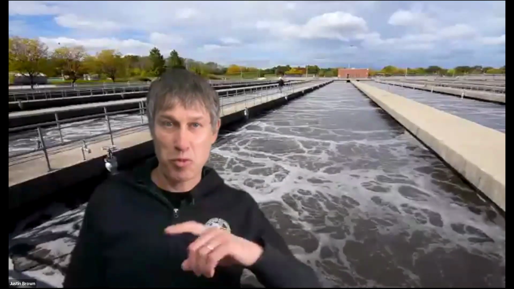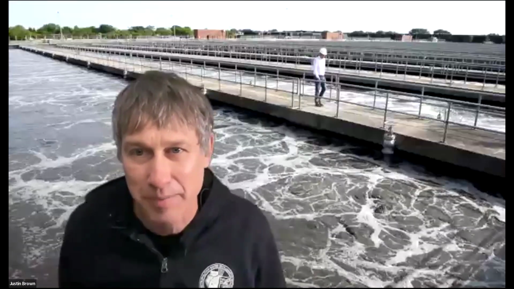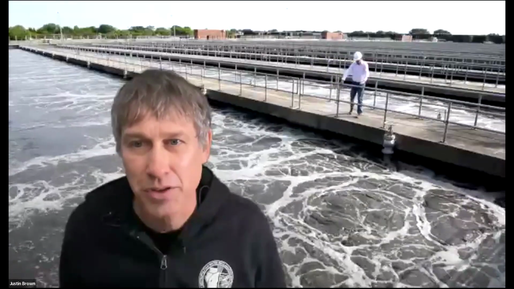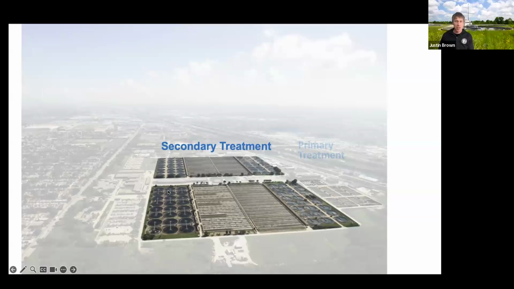Okay, we're going back to the water stage of the process here. Actually, let me hop back out and show you something here. So water leaves primary treatment and goes into secondary treatment.